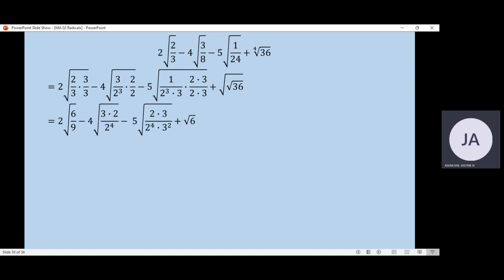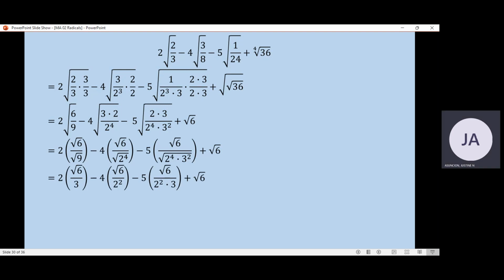So that's 2 square root of 6 over 9 minus 4 square root of 3 times 2 over 2 raised to 4 minus 5 square root of 2 times 3 over 2 raised to 4 times 3 squared plus the square root of 6. Okay, so square root of 36 is 6, and then we have here the square root of 6. Okay, square root of 6 over square root of 9, square root of 6 over the square root of 2 raised to 4. And then we have the square root of 6 over 2, square root of 2 raised to 4 times 3 squared.